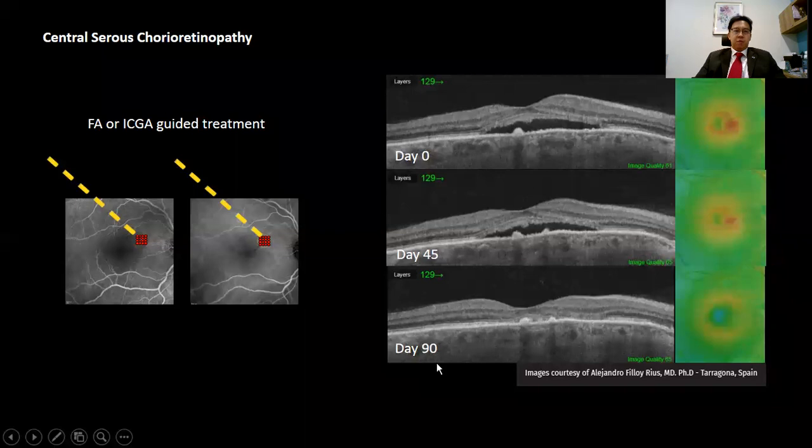Here's an example of acute central serous chorioretinopathy, whereby subliminal laser therapy is applied to the hotspots on fluorescein, which corresponded with ICGA. And you have to be patient, and there's improvement after 45 days, and at 3 months, there's complete resolution of the neurosensory retinal detachment.